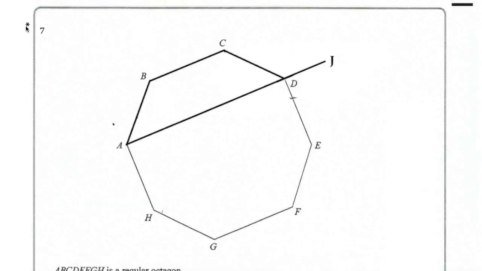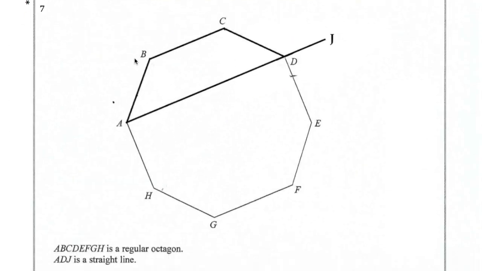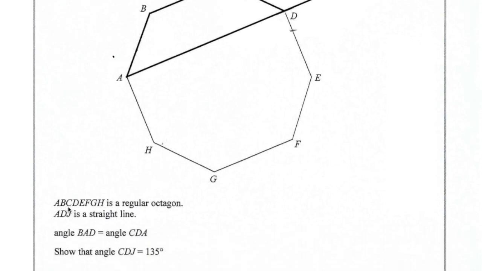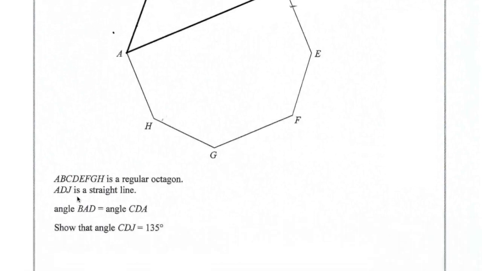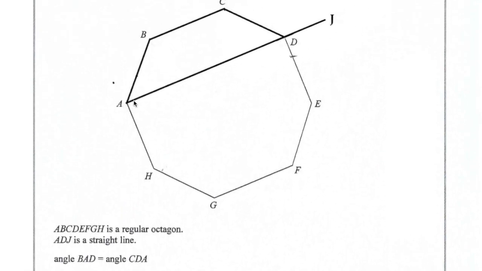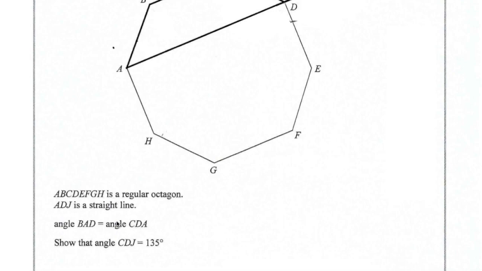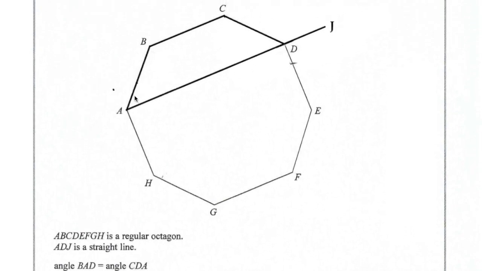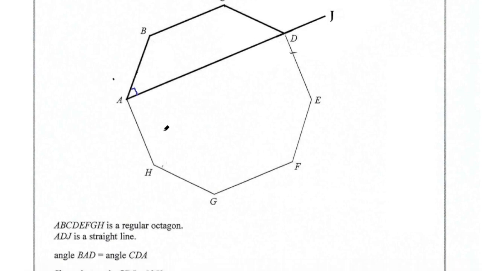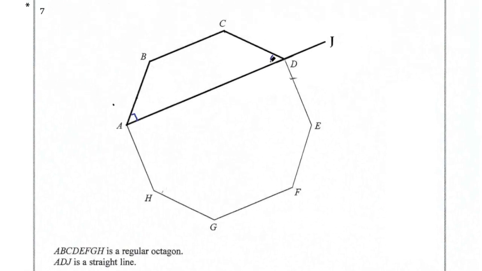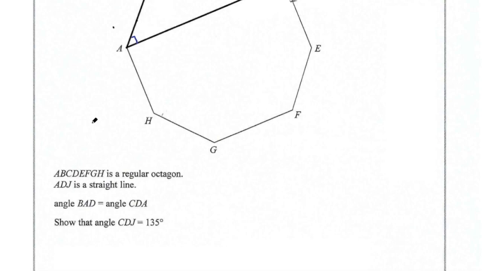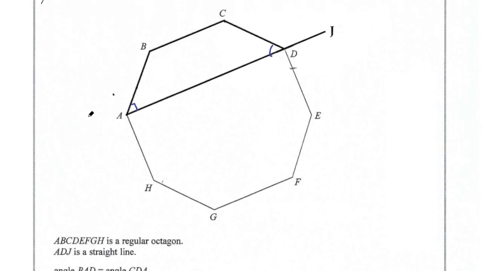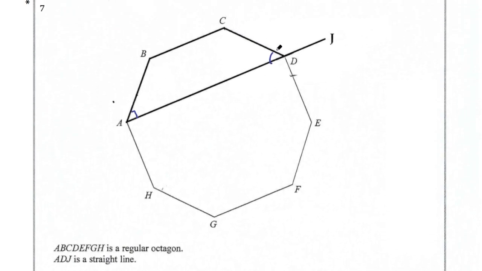Question 7 is another non-calculator question, and it gives us a diagram, and it says A, B, C, D, E, F, G, H is a regular octagon. ADJ is a straight line. Angle BAD equals angle CDA. So angle BAD is in here, and angle CDA is in here. And it says show that angle CDJ equals 135 degrees. So CDJ is in here. So that's the angle we're looking for.